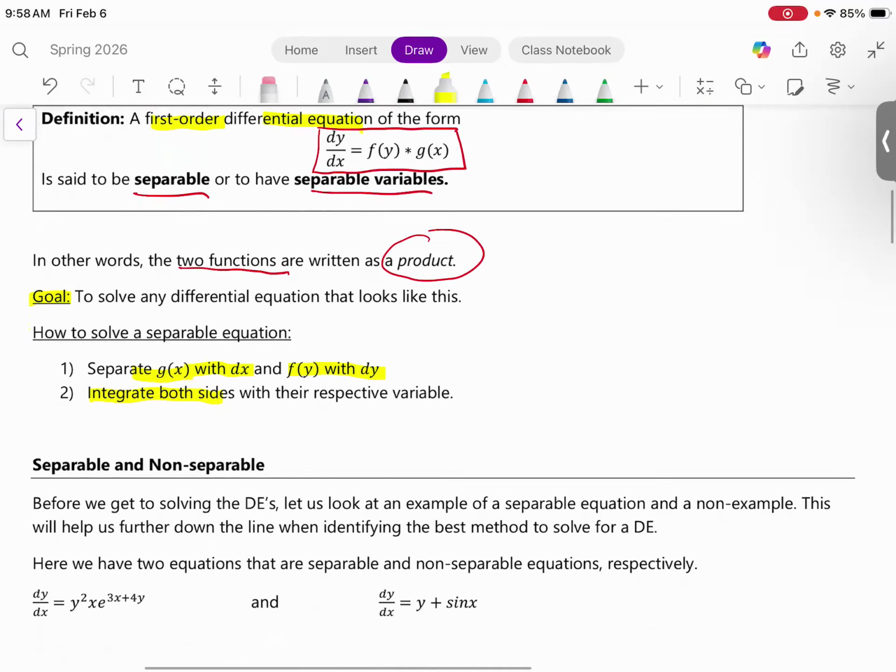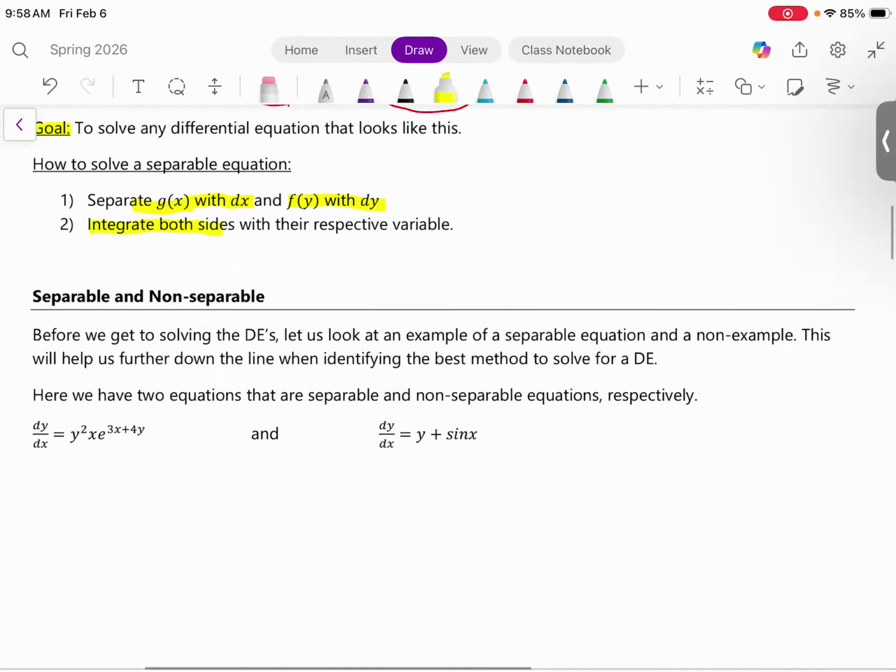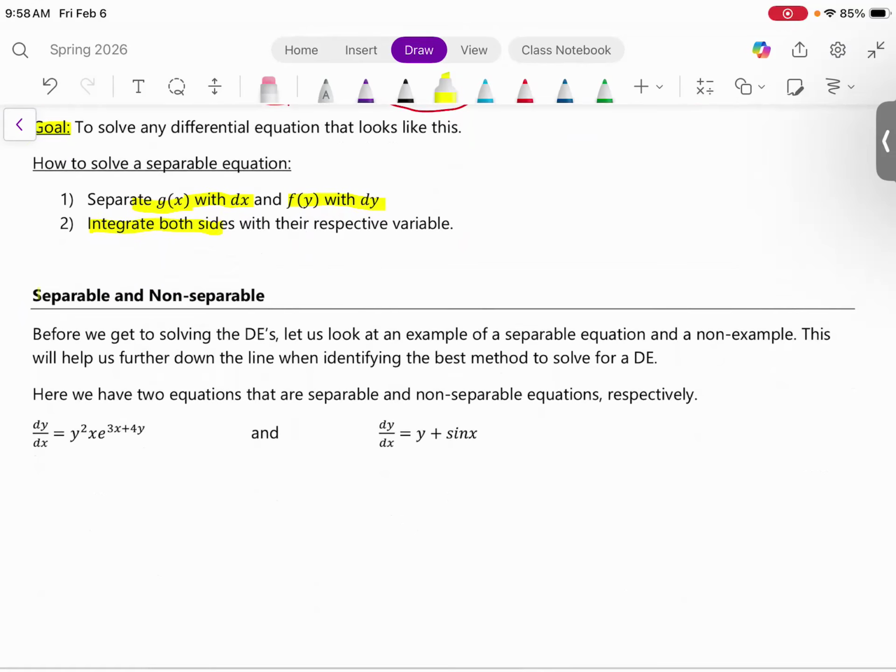Before we even do that, let's determine what makes a differential equation separable or not separable. We have two equations on the left and right. One is separable and one is not separable. We're already saying what they are: the left one is separable and the right one is not separable. So why is that the case?